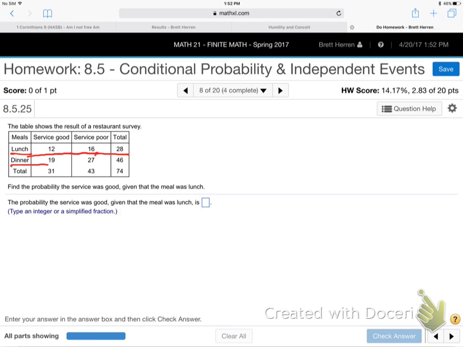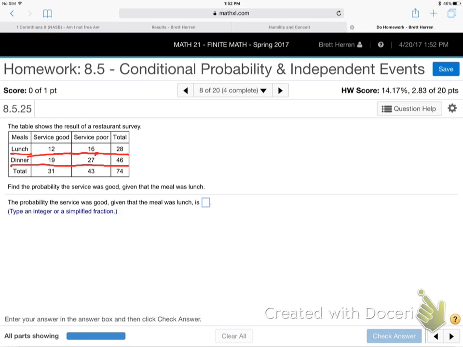For dinner, 19 and 27, 46 total. Again, a lot of them are not very happy. It isn't a very happy restaurant. All right, so there we go. Is that good so far, and making sense of the table?